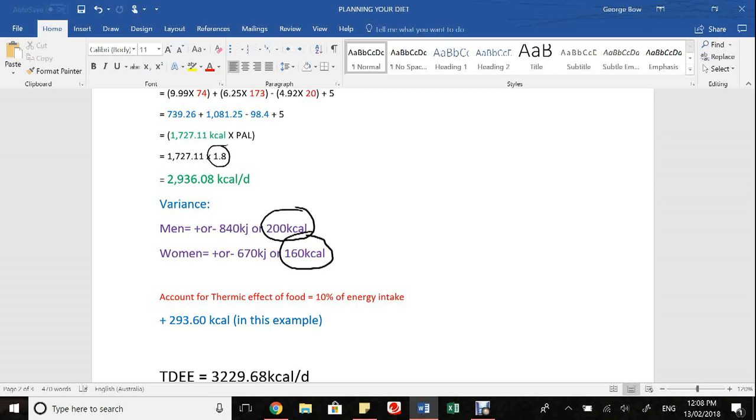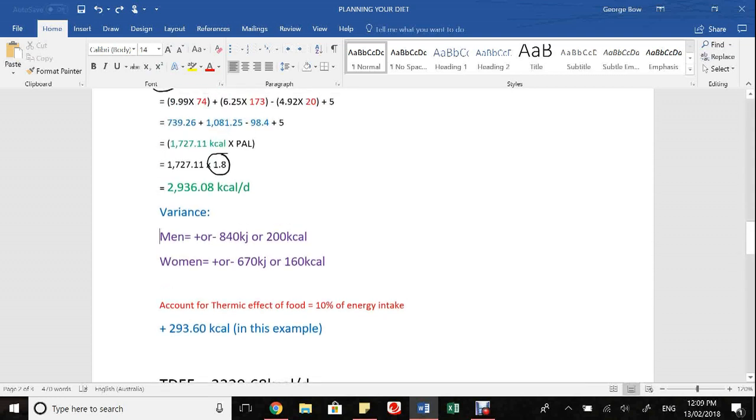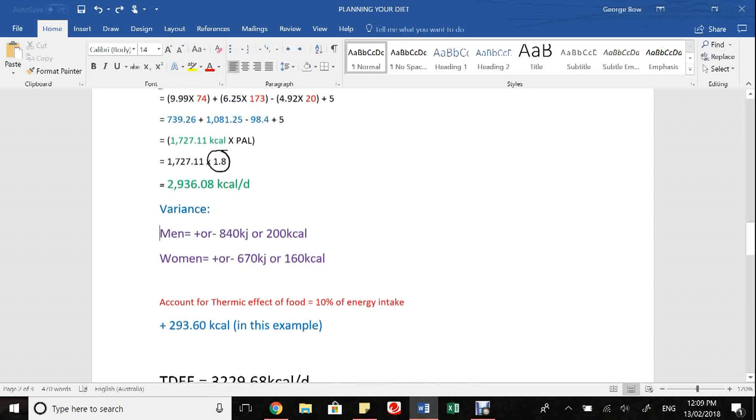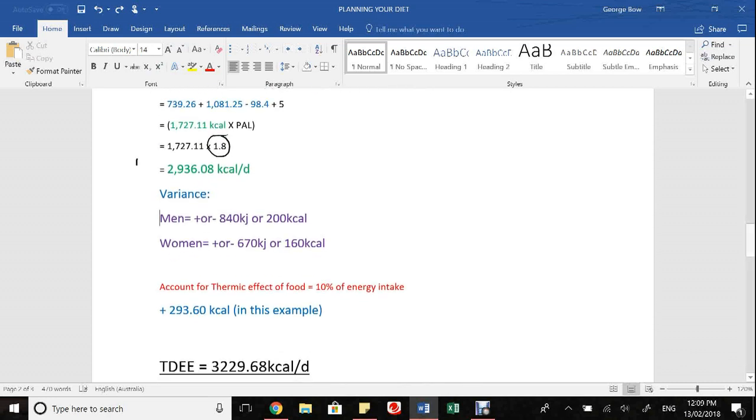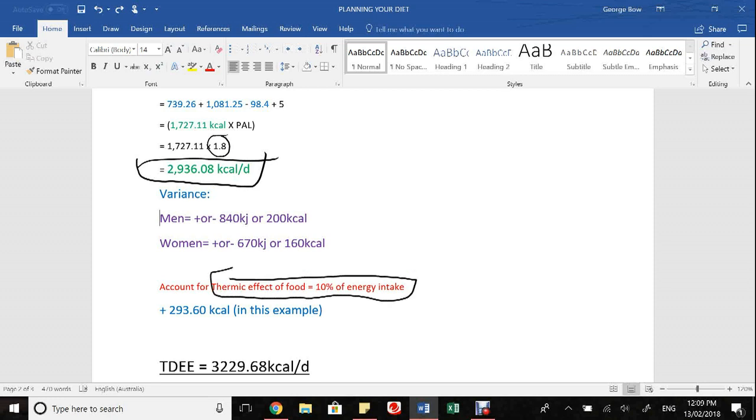Now, there is some variance with this equation. For men it varies about 200 kilocalories, and for women it varies about 160 kilocalories. So plus or minus our estimate up here can be, for men, for me, it could be between 2,736 or 3,136. So it goes up or down, but I've chosen to just stay right in the middle. So just be mindful of that. It's not 100% accurate to the calorie, but it is more accurate than using some calculators online.